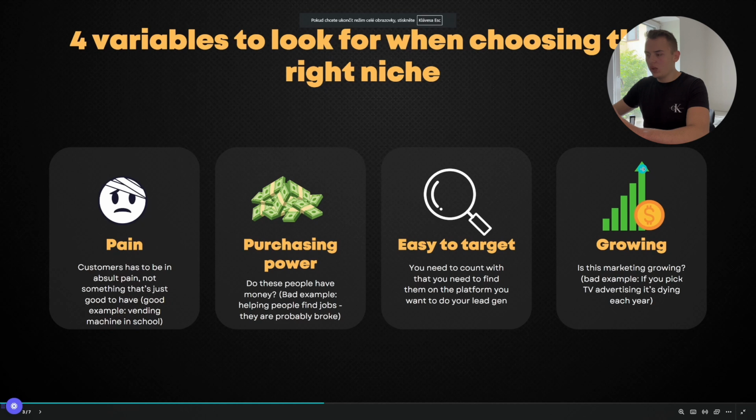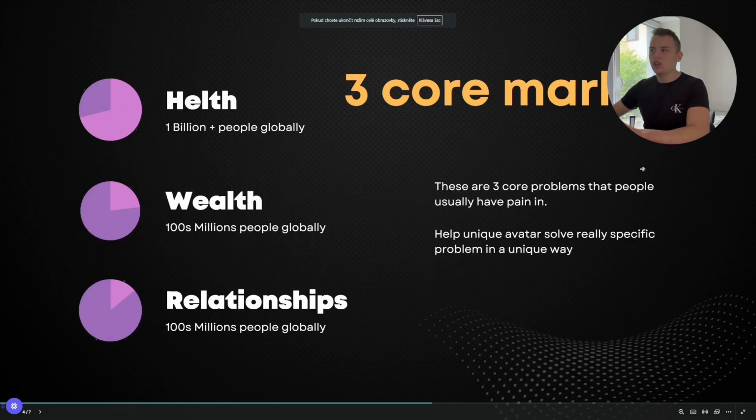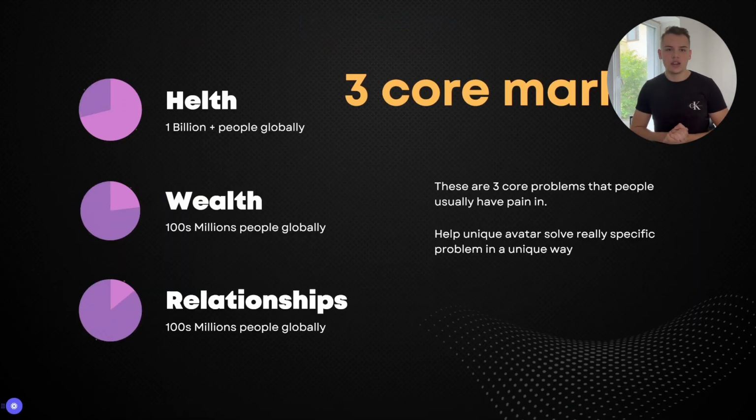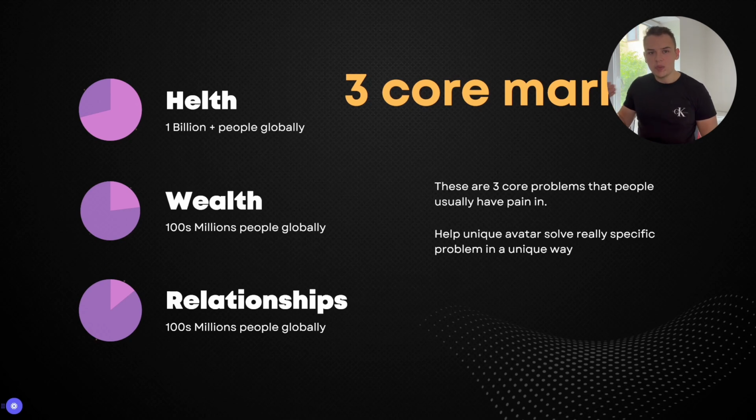So we have gone over those 4 variables, but right now, the 3 core markets that you can search for your niche, okay? These are 3 core problems that people usually have pain in, and you need to help a unique avatar solve a really specific problem in a unique way. This is the thing that you need to understand and get into your mind, okay? Help a unique avatar, so people that aren't everywhere and aren't targeted by everyone, solve a really specific problem in some unique way, okay?